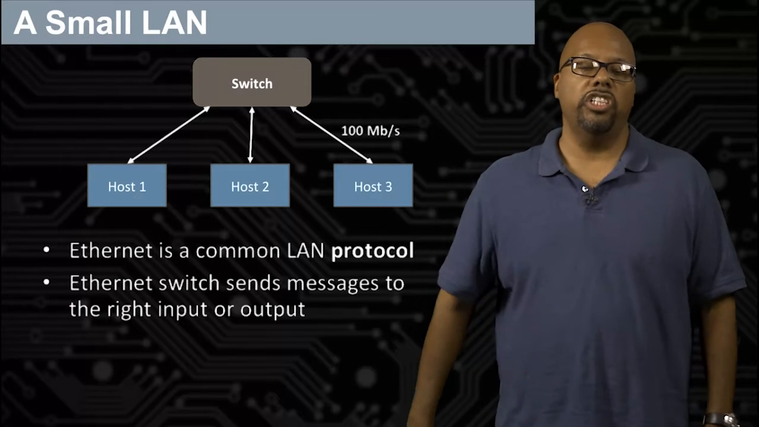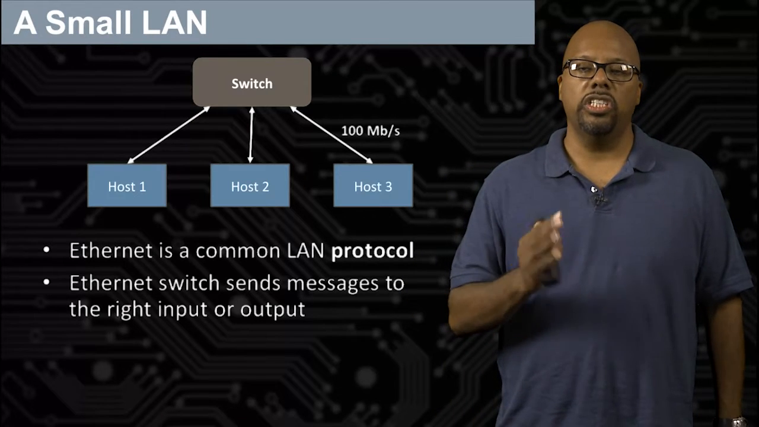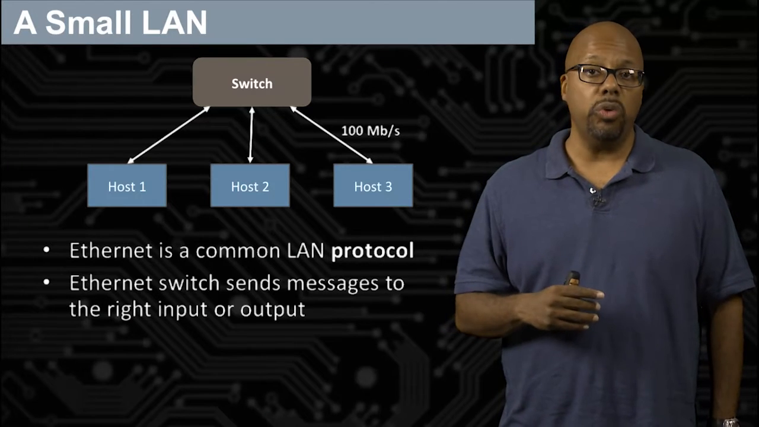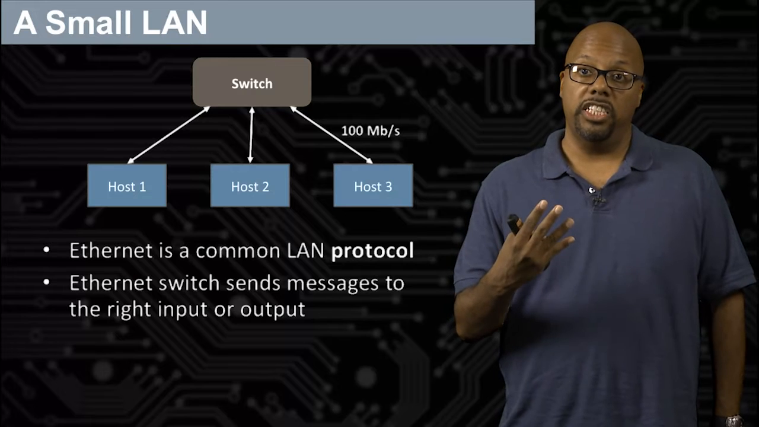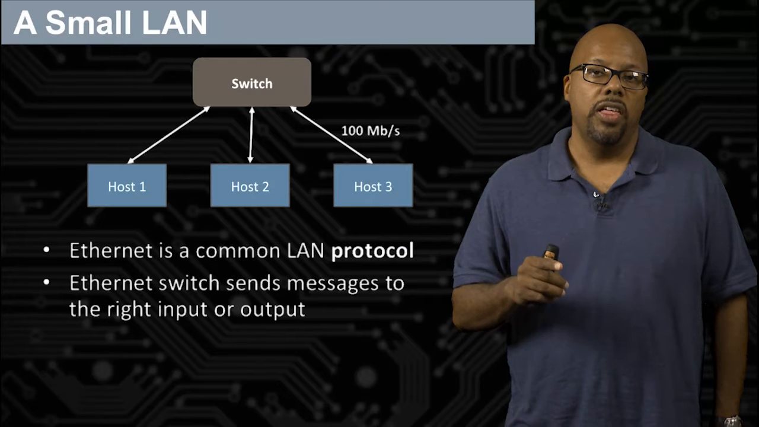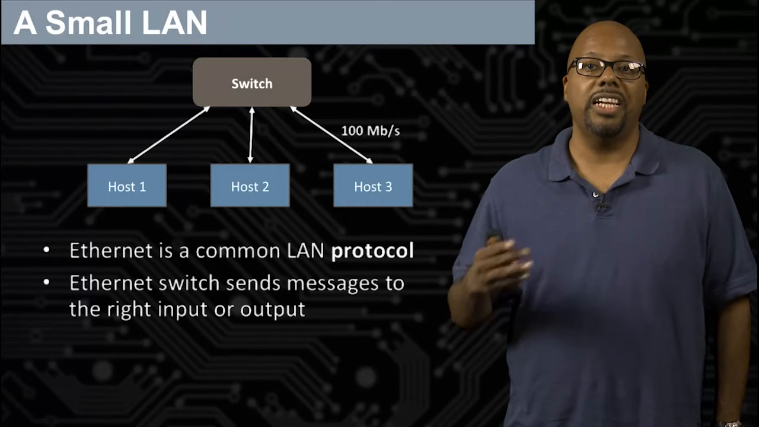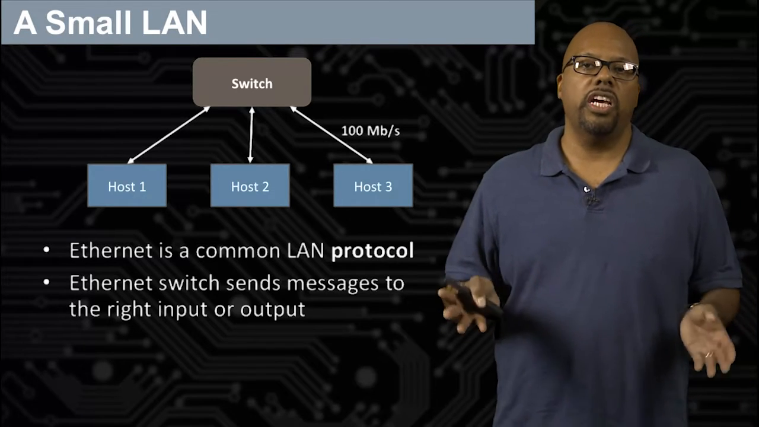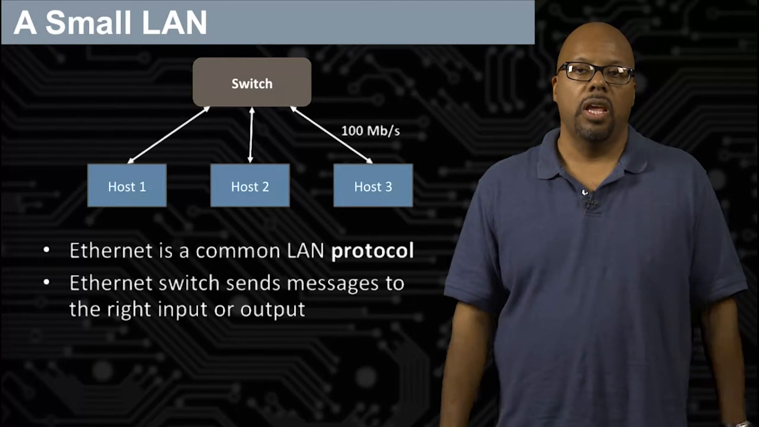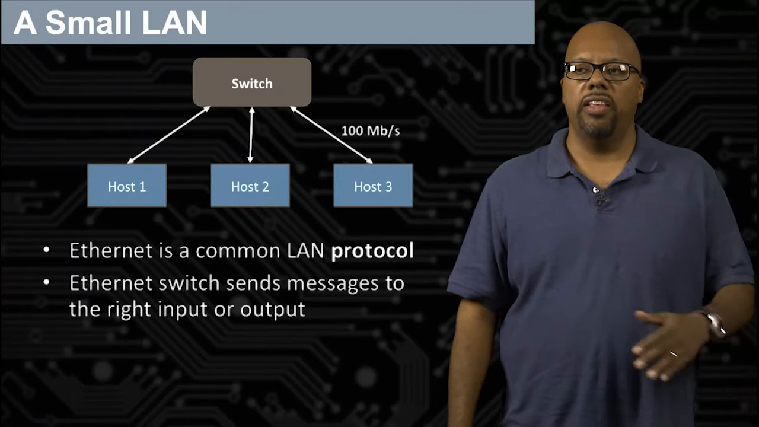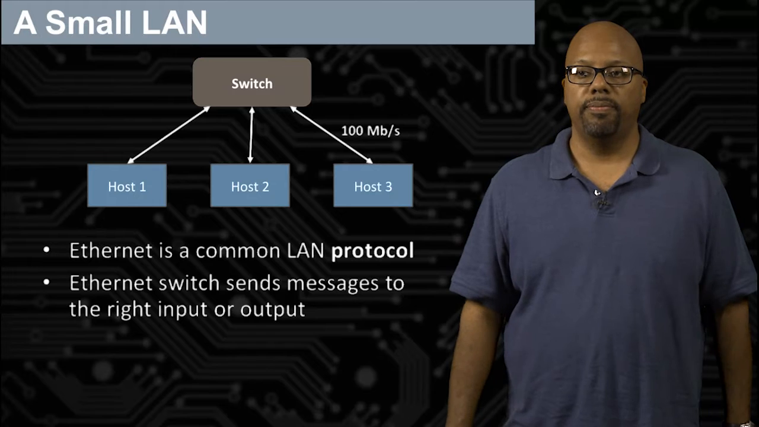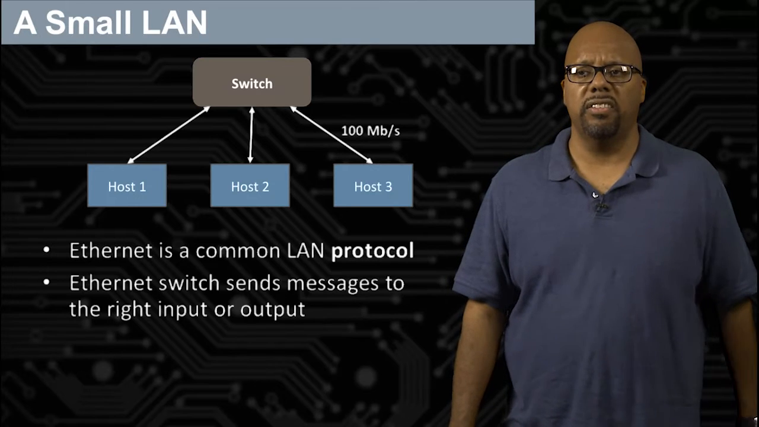A switch is more intelligent. A switch looks at the packet header to see where it's going. So if host 1 sends a message to the switch, and the destination of that message is host 3, then the switch is smart enough to know that the message should only be sent to host 3, not to host 2. So the switch is more intelligent about where it sends messages, whereas a hub is more dumb. But you've got a hub or switch somewhere in there that transmits data between the different input ports and output ports. So generally LANs look like this.